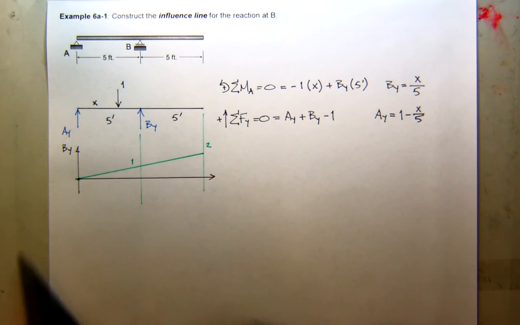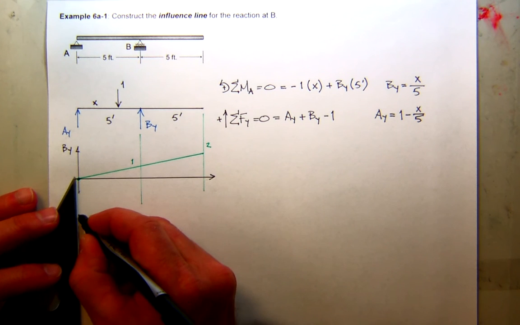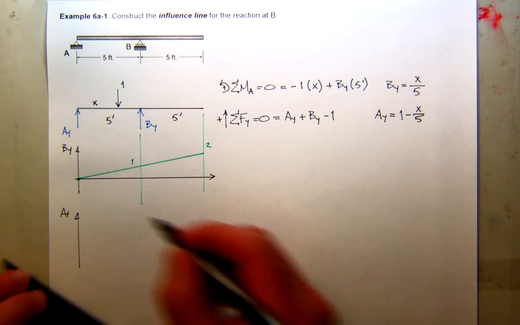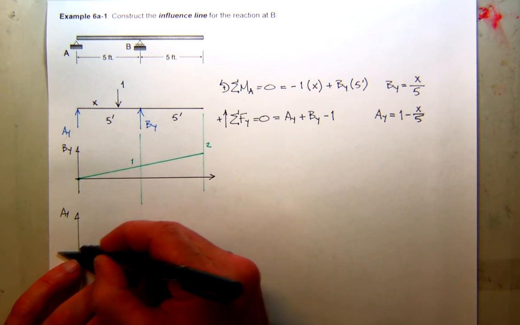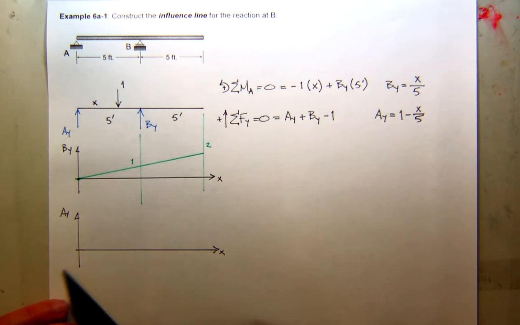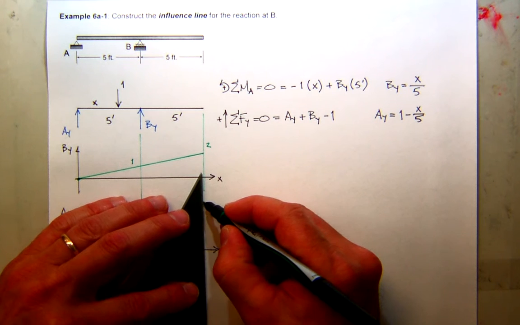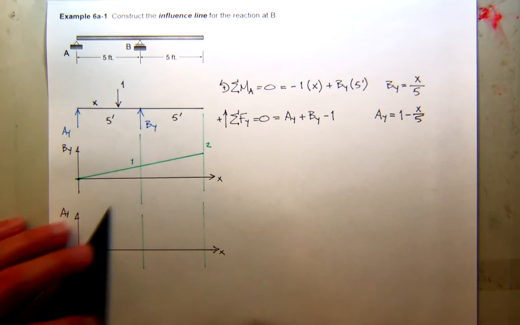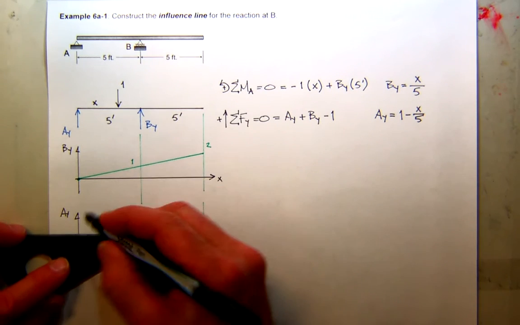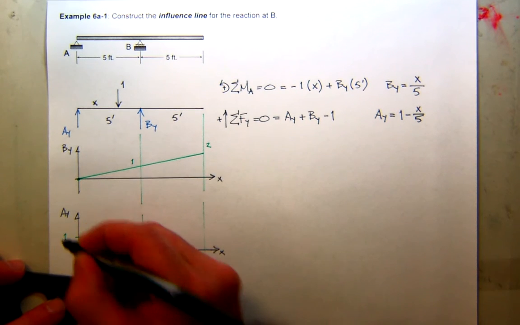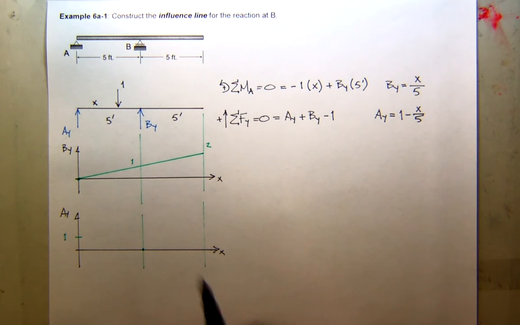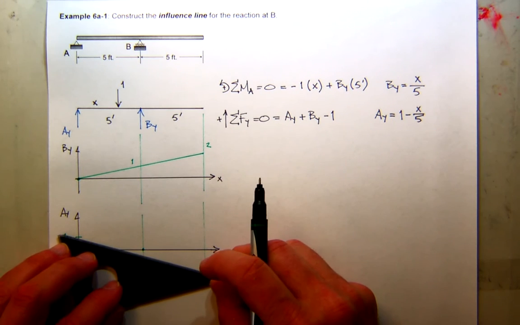Can I plot that? I think we can. So now the influence line for the reaction at A. There's my general template. I'll go ahead and bring down the lines of important points. So what do we got? Plot that. When x is equal to 0, what do you get? 1. When x is equal to 5, what do you get? 0. When x is equal to 10, what do you get? Minus 1.